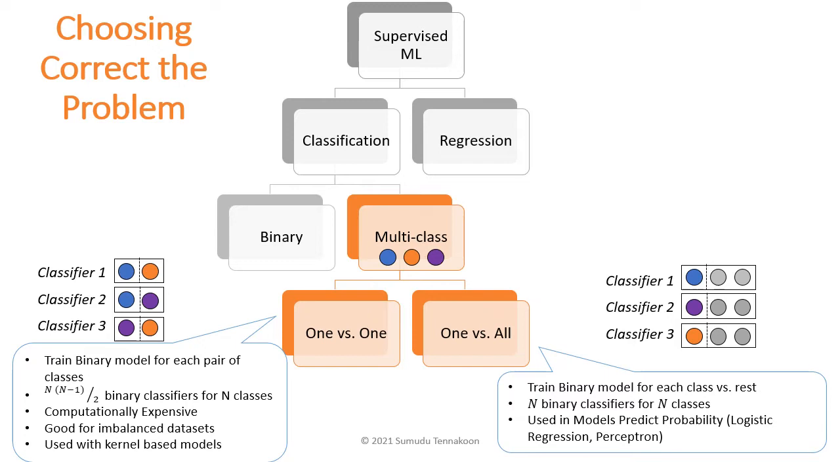This understanding is also very important. For some machine learning algorithms, if you are using scikit-learn, you don't have to choose which method you should use. Based on the algorithm, they will configure it by default. For example, if you are using logistic regression, it uses one versus all. If you're using support vector machines, you will be using one versus one.